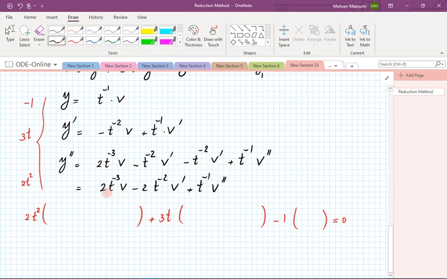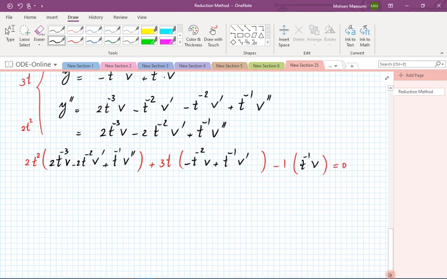So let's just put the entries. This is 2t minus 3v minus 2t minus 2v prime plus t minus 1v double prime. 3t times that minus t squared v plus t minus 1v prime and minus t minus 1v.